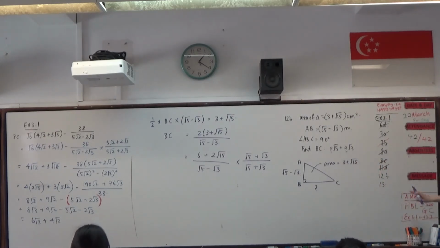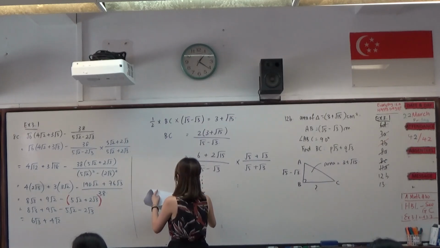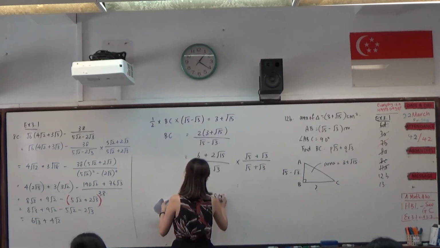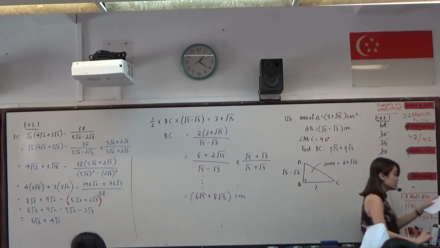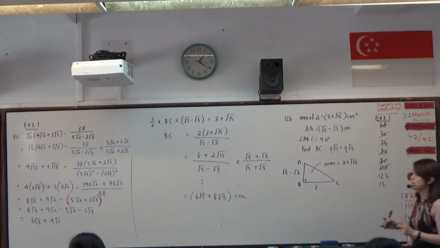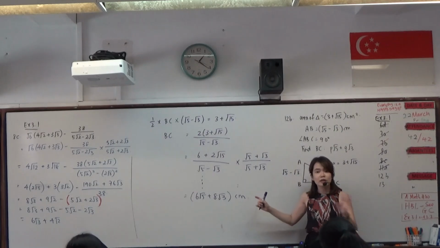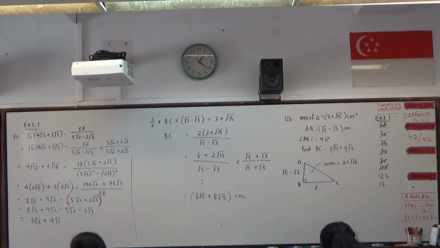Okay, so that one I leave it to you. For part BC, the answer that you should get is 6 root 5 plus 8 root 3. Okay, the question only asks you to find out the expression. They did not ask you to state what is P and what is Q. So you just have to leave your answer like that. You do not need to write down P equals 6, Q equals 3.